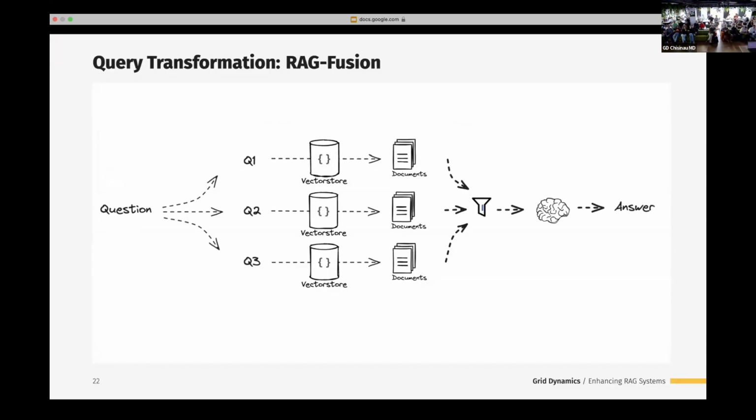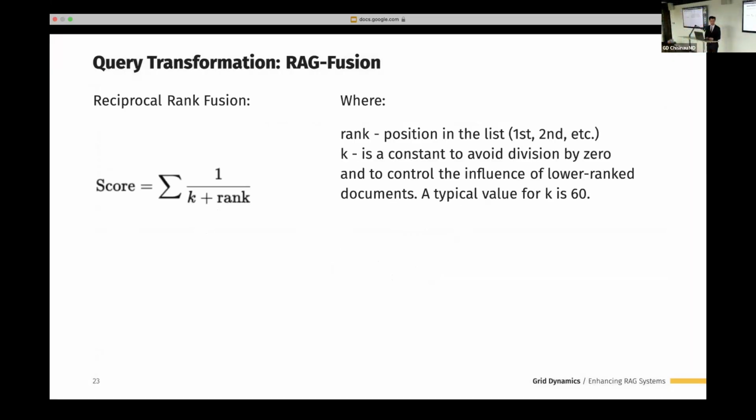Okay, so now about RAG Fusion. It's the same as multi-query. The difference is in how we fuse all the documents. We use something called reciprocal rank fusion. So what is this? Yes, it's a formula. Basically, it's the sum of 1 divided by (k + rank), where k is a constant and rank is the rank of the document in the list. The reason k is a constant is to avoid division issues and to not be overly influenced by low-ranked documents. The typical value for this is 60. So what do we do?